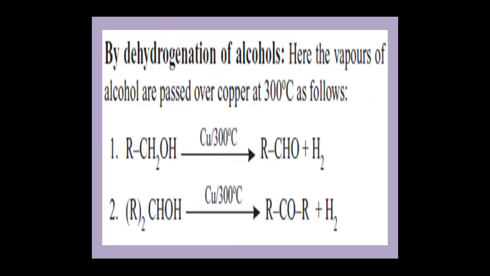The next method is by dehydrogenation of alcohols. When the vapors of alcohols are passed over preheated copper at 300 degrees Celsius, they can give aldehydes or ketones. The vapors of primary alcohols passed over preheated copper at 300 degrees Celsius can give aldehyde, whereas secondary alcohols and tertiary alcohols, when their vapors are passed over preheated copper at 300 degrees Celsius, can give ketones.